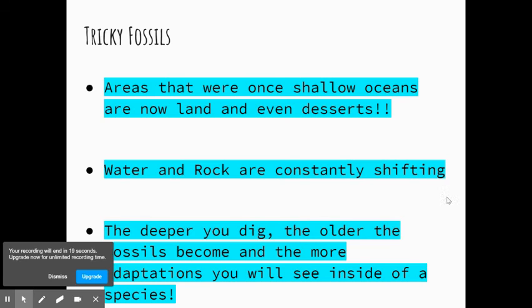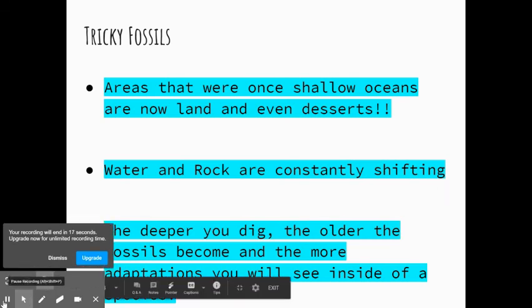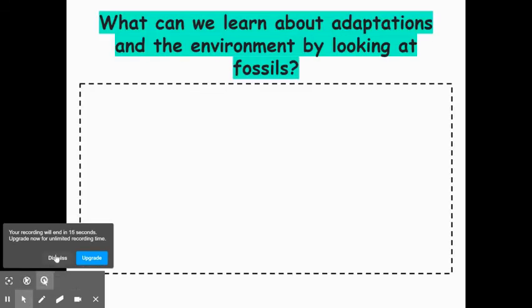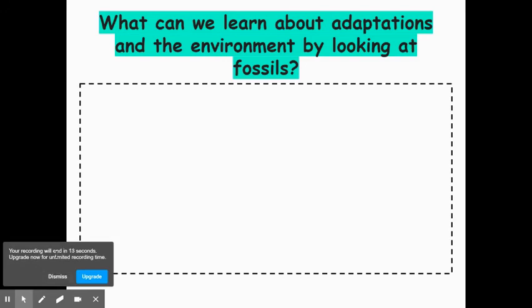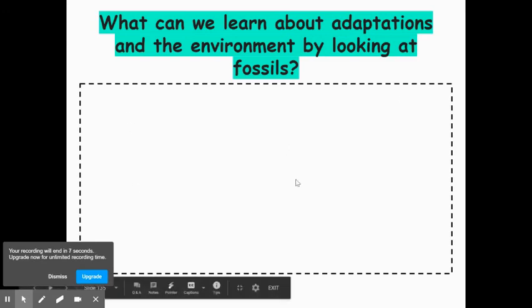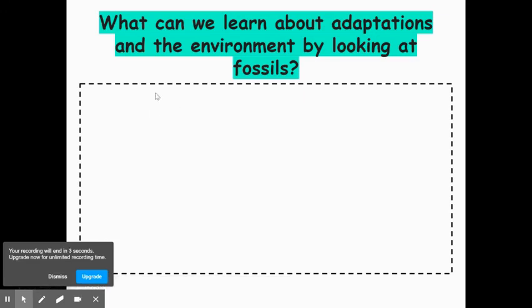Okay, and that's it. So now your job is to tell me, what can we learn about adaptations and the environment by looking at fossils? That's what you need to write in this box right here. What can we learn about adaptations and the environment by looking at fossils?